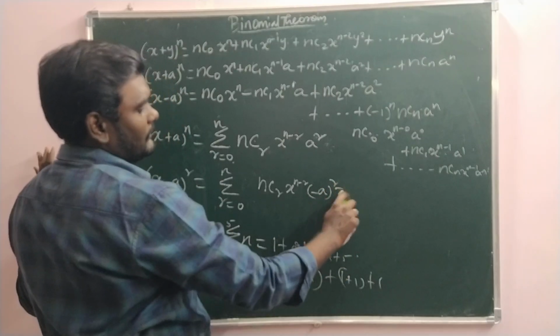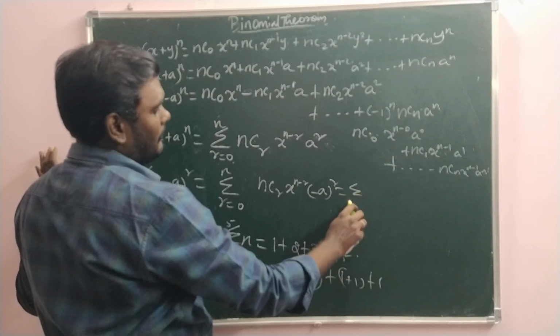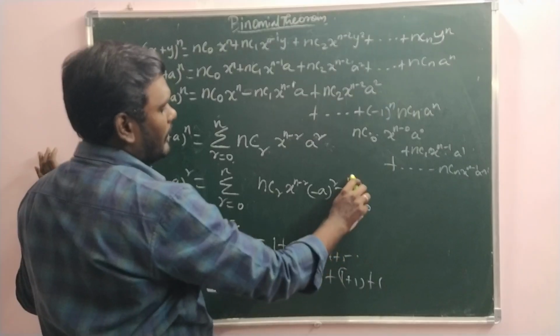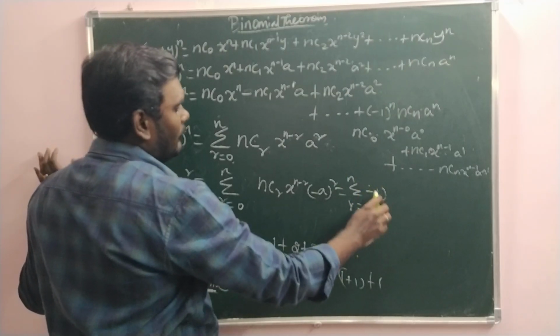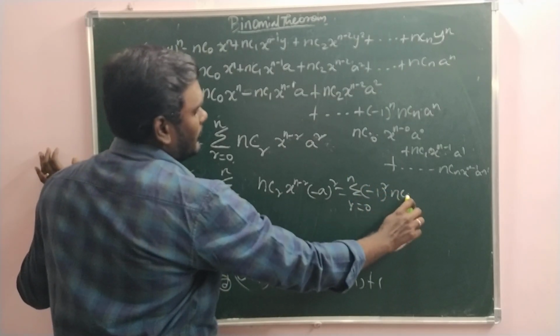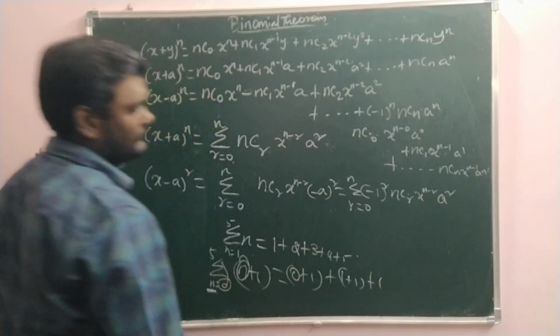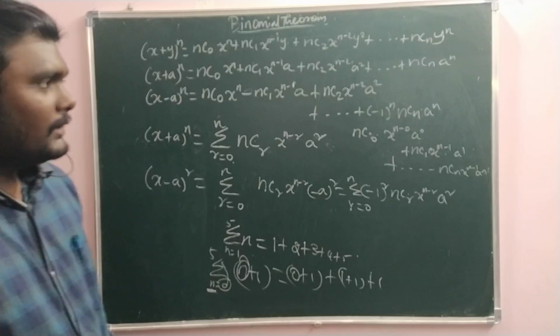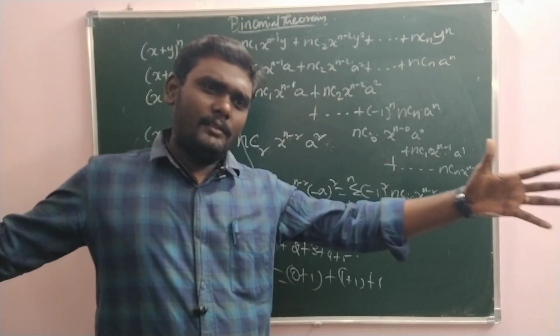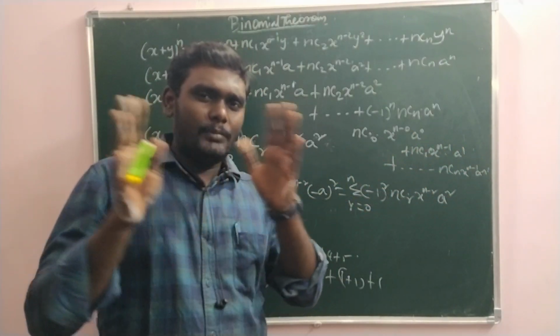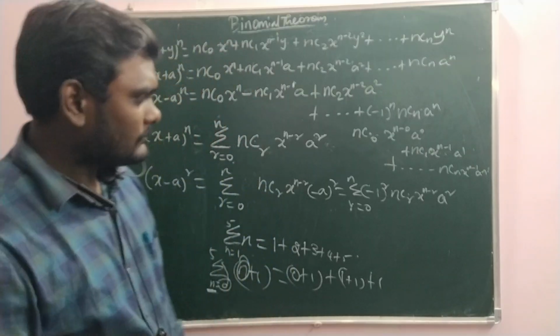Minus a power r. That can be written as sigma r equals 0 to n, minus 1 power r, nCr x power n minus r a power r. That's all. This lengthy expansion, we just compressed it into the simple general form. That's all. Okay.